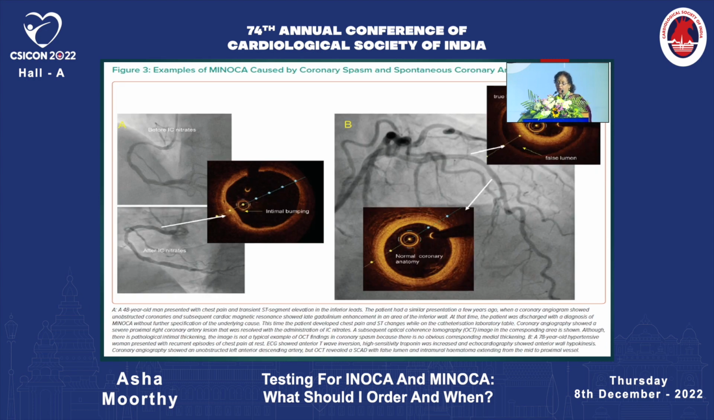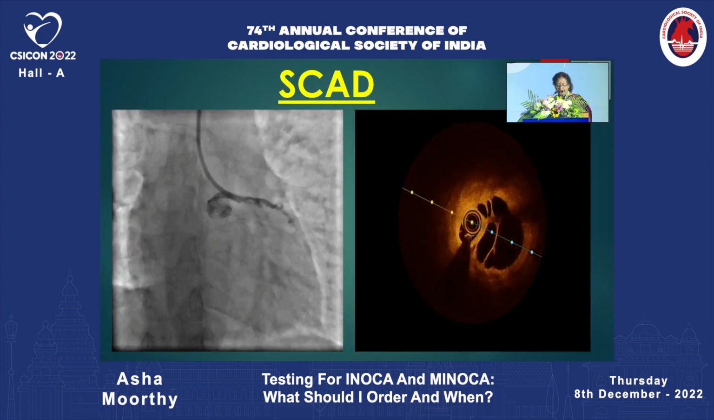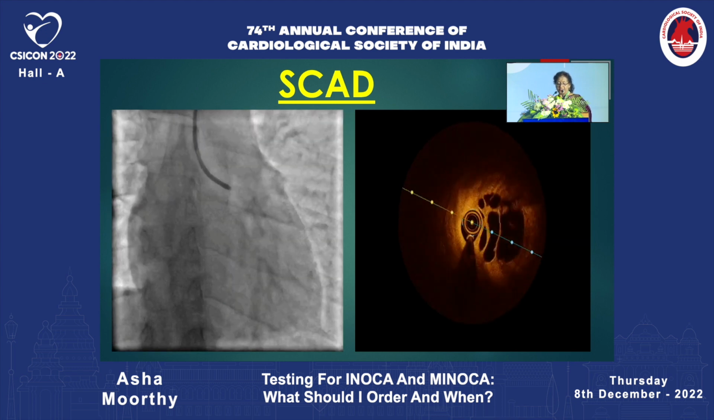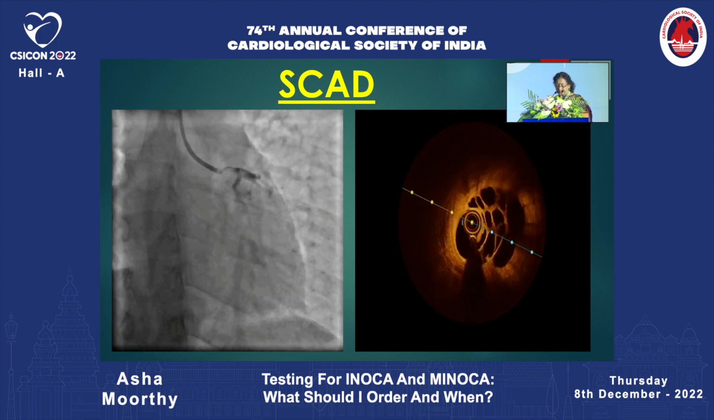This is an example of coronary vasospasm and spontaneous coronary dissection. In coronary spasm, what you see is intimal bumping, while in patients with spontaneous coronary dissection, you see a true and false lumen. So this is an example of the left main showing a spontaneous coronary dissection, and the OCT showing a cheese-like appearance of the dissection area.